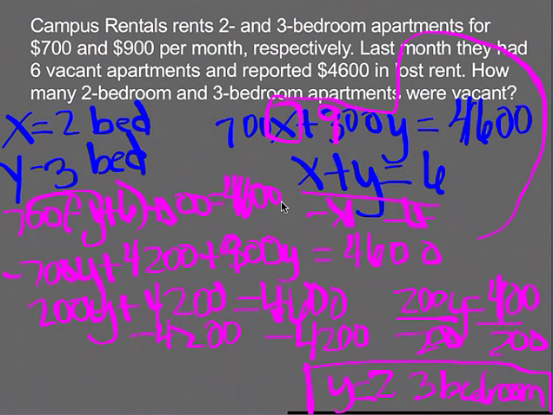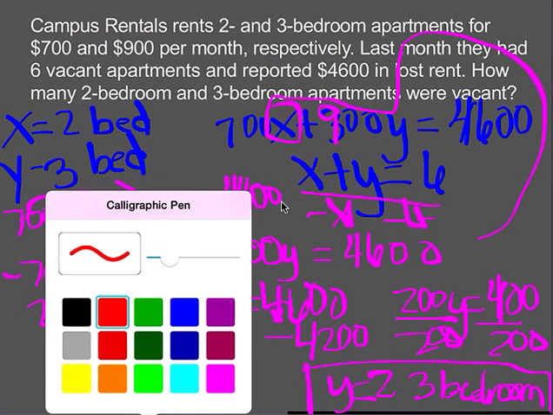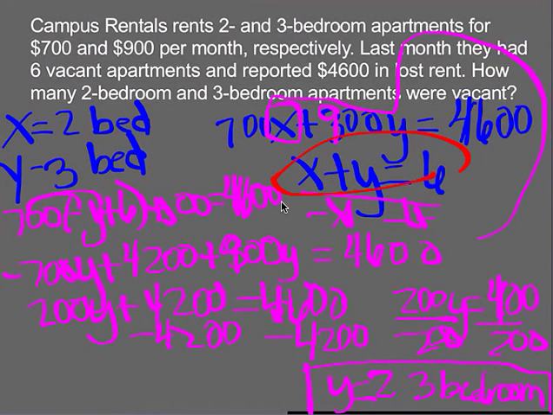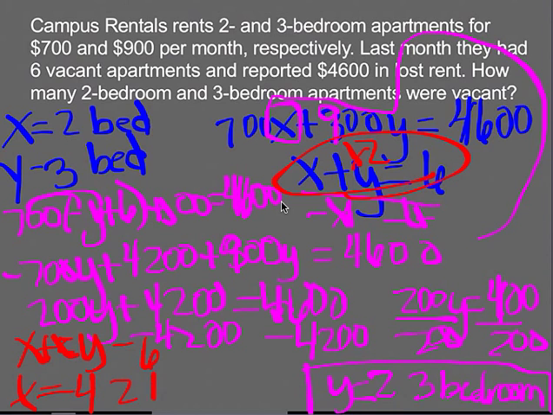So let's think about this logically. We need to have a total of 6 apartments. If 2 of those 6 are 3 bedrooms, how many have to be 2 bedrooms? So really, I just have X plus 2 is equal to 6. So there have to be 4 vacant 2-bedroom apartments. Your answer is 4 2 bedrooms and 2 3 bedrooms for number 7.